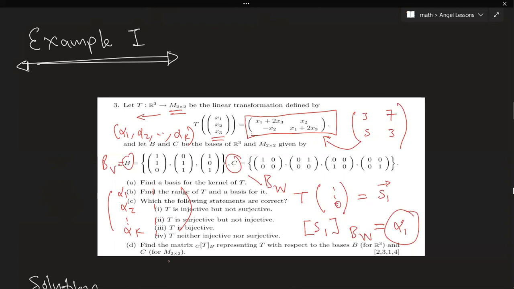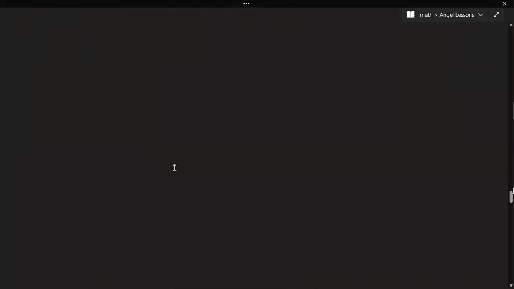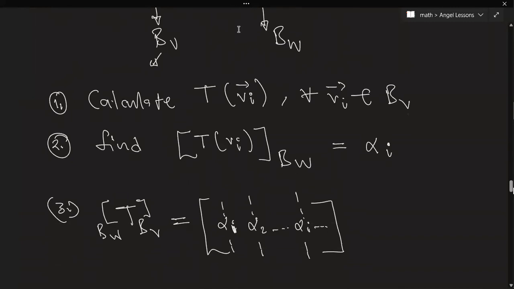Okay, that's all there is to linear transformations. It's just a matter of practicing a lot of problems until you are fine with answering all the possible problems in this section.